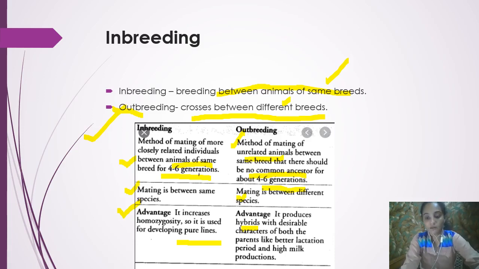Again, you can write this difference in your copy. Normally it used to come for your exams, board exams and all. So you can write this in your copy: what is the difference between inbreeding and outbreeding? Clear? I think it's clear for everyone. And there are 3 points there. You can note down the 3 points.